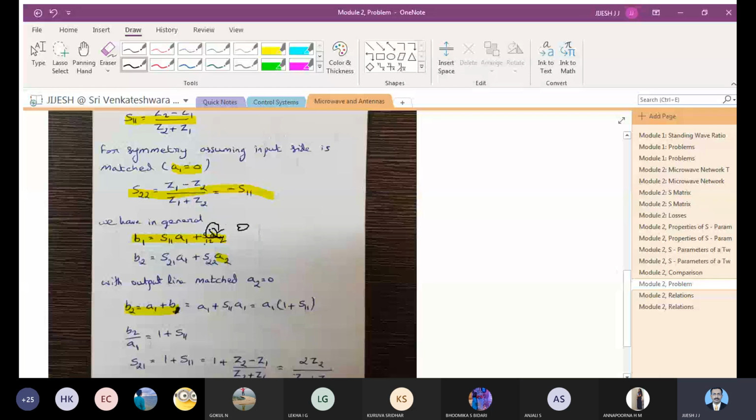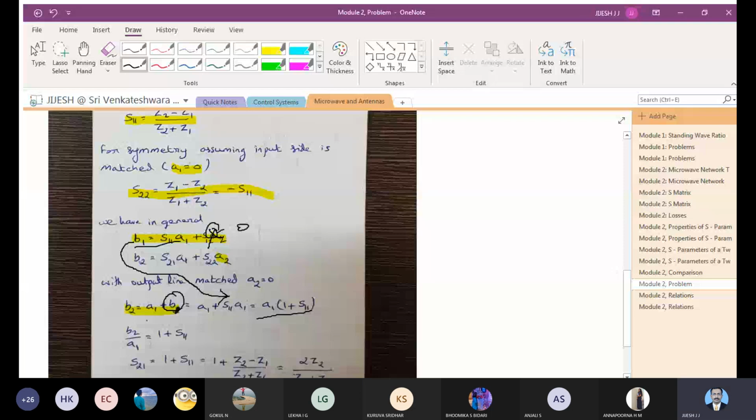We are going to substitute this in this equation in place of B1. So you're going to get A1 plus S11A1, and taking A1 common outside, you'll get 1 plus S11. Further, when you simplify it, you can write this as B2 by A1 is equal to 1 plus S11.